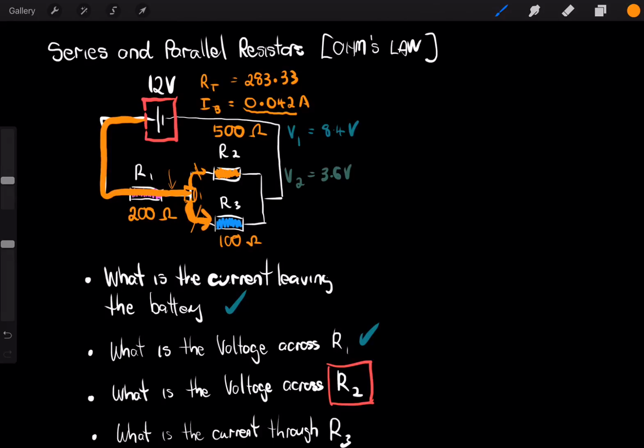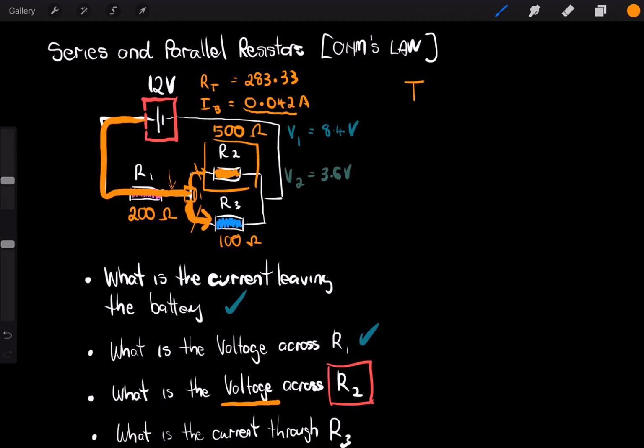So if we can work out the current through one of them, we can then work out the current through the other. Which of those two resistors do we know more information about? We've just worked out the voltage across R2, and we know the resistance of R2, so that would be our candidate. We're going to work out the current through R2 first, and then use Kirchhoff's laws to work out the current through R3. So once again, we're using the local version of Ohm's law on R2, and this time we want to work out the current.